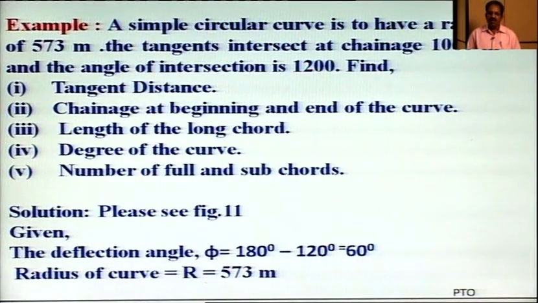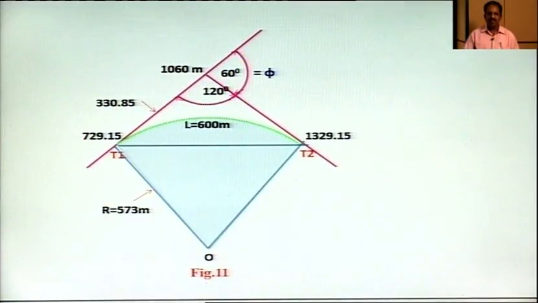So, we have just seen the figure. The deflection angle is 180 degrees minus the intersection angle of 120 degrees, so the deflection angle is equal to 60 degrees. Next, the radius is given as 573 meters. This is the figure. In the figure, please see on your screen the chainage of the intersection point, which is 1060 meters. This is the angle of intersection, and we have calculated 60 degrees as the deflection angle.